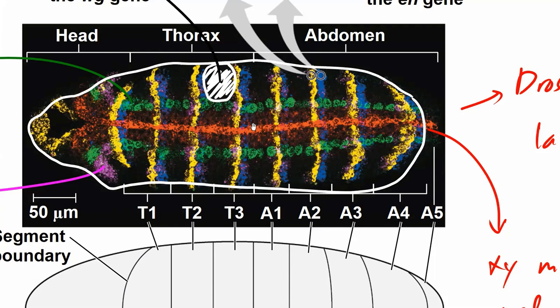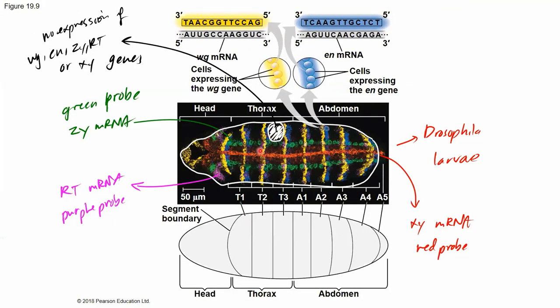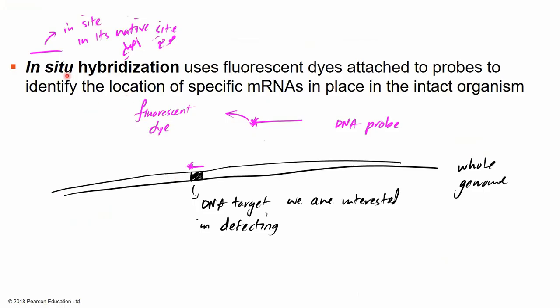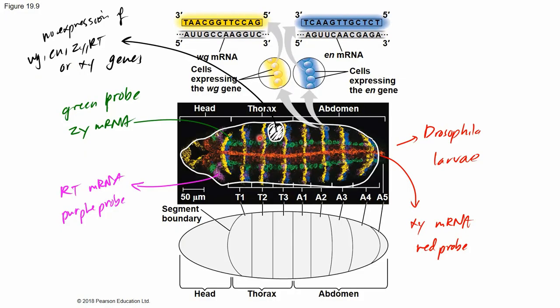So as you can see from this technique, we can detect where a specific gene or a group of genes within an organism, within tissues, are being expressed. So in the head, as you can see, we have yellow, WG mRNA. And again, this technique is called in situ because we are detecting the mRNA in its location inside cells.